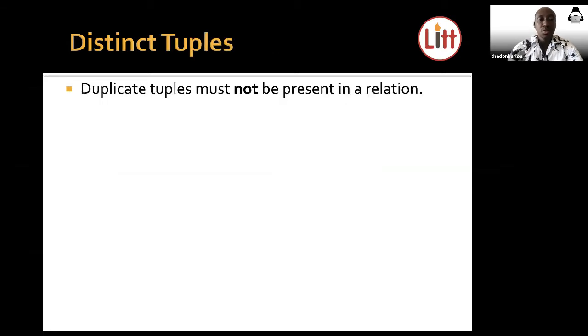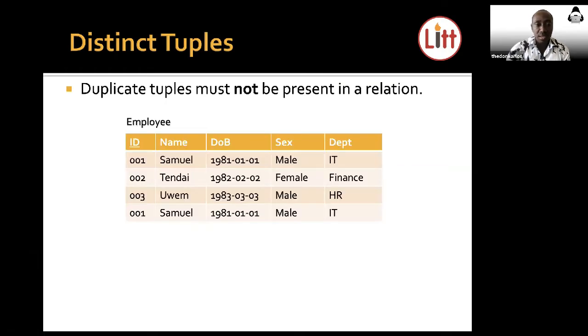Then we talk about the tuples or the rows of data. We say duplicate tuples must not be present in a relation. We take this. There we have about 4 different sets of employees or 4 records of employees. But we realize that the first employee and the last in the table have the same set of records.